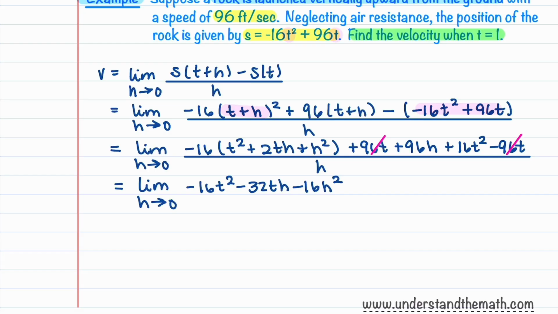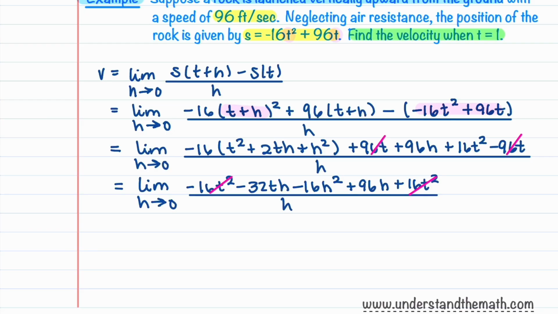So let's cancel them and not have to write them down again. So what's left is 96h plus 16t squared. And then again, we have h in our denominator. Now let's look up and see if other things cancel. This term is going to cancel with this term, and then nothing else cancels.